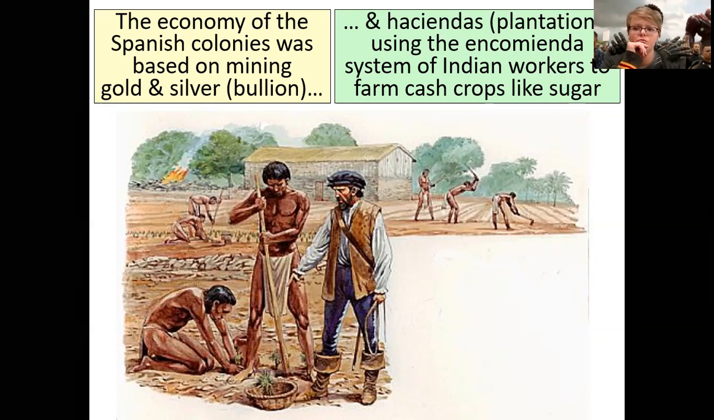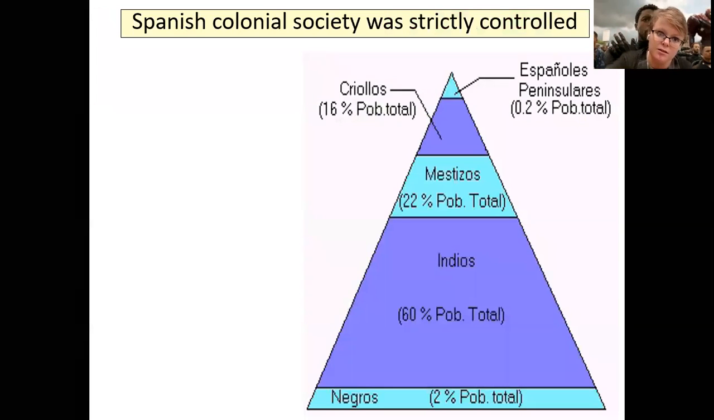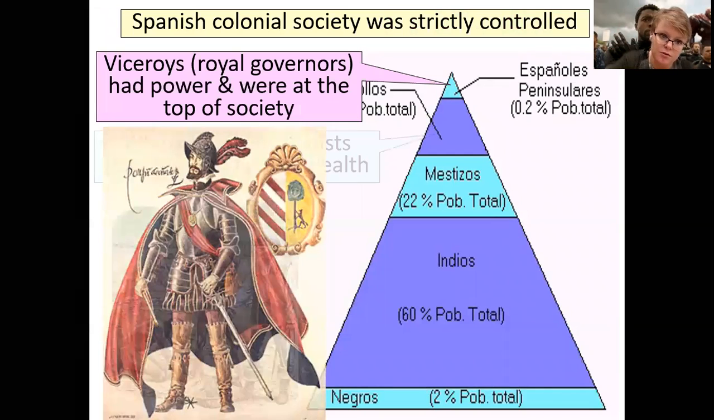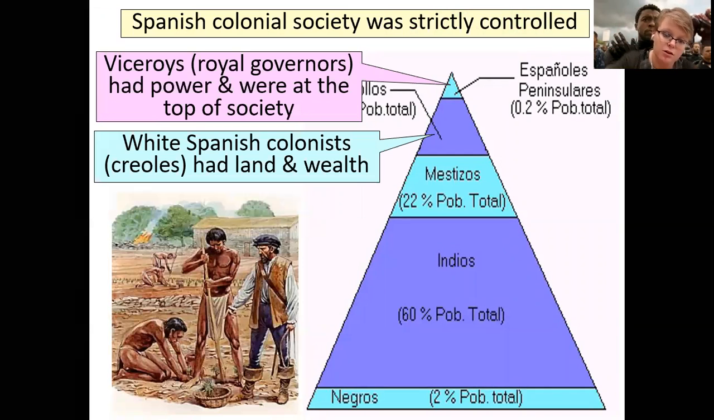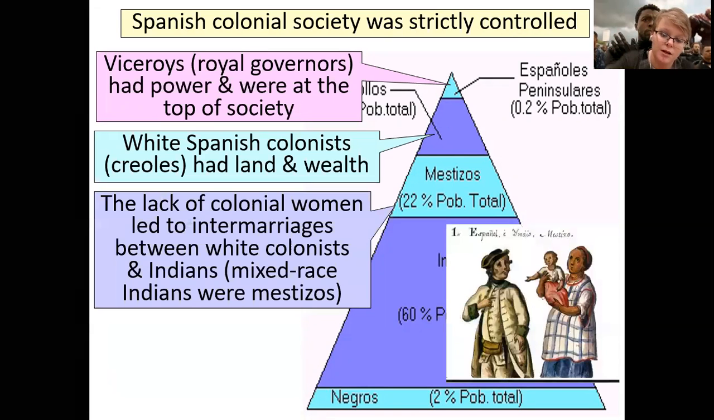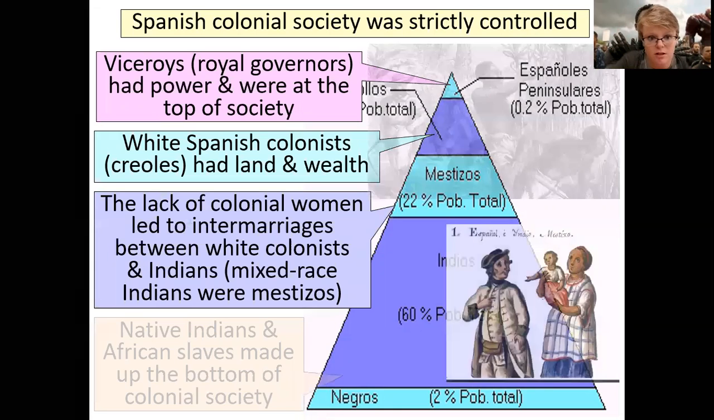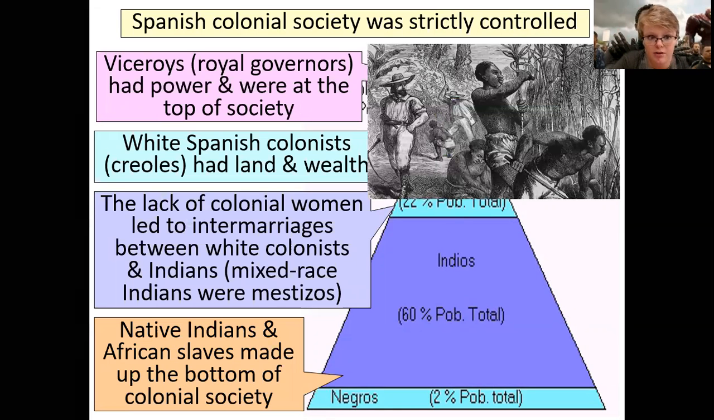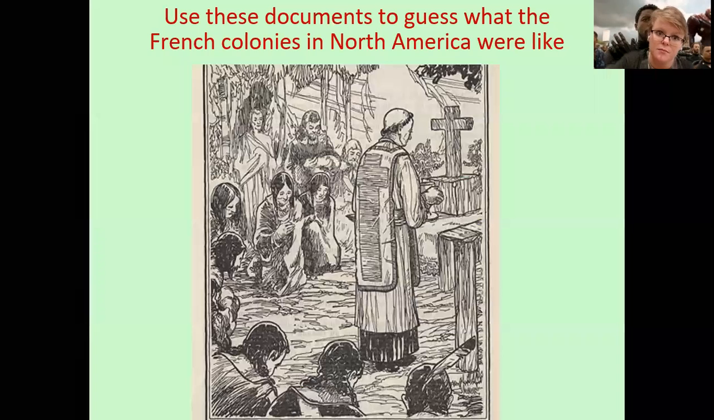So the natives didn't really work very well for them, so they had to rely on African slaves as time went on. We've already talked about that. Viceroys are the royal governors. White Spanish colonists are Creoles. Colonial women led to intermarriages between white colonists and Indians, so those are mestizos. And then Native Indians and African slaves made up the bottom.